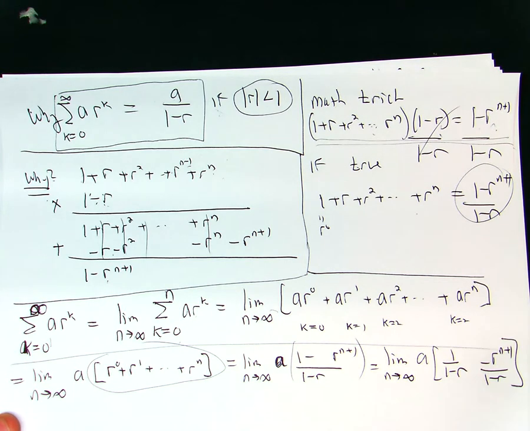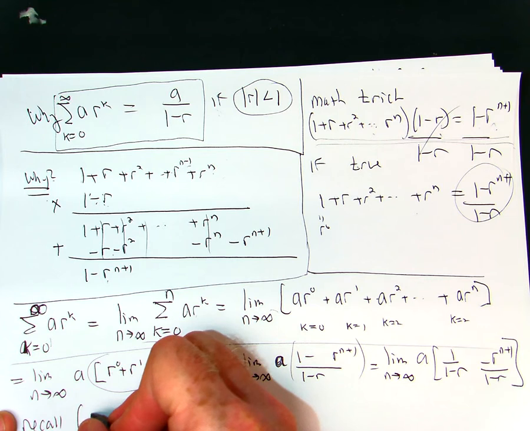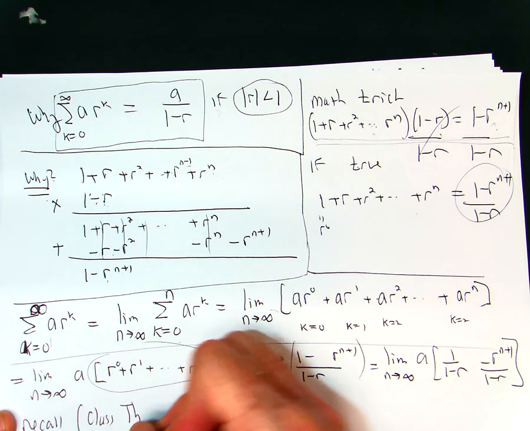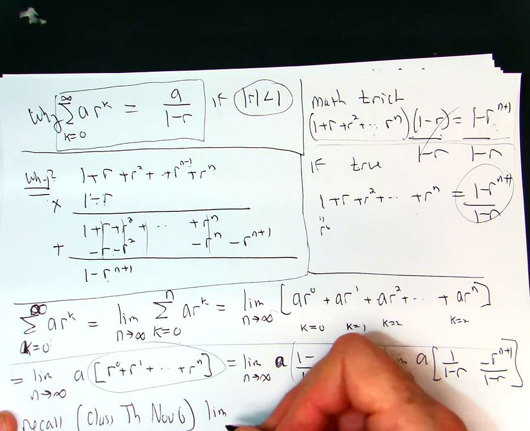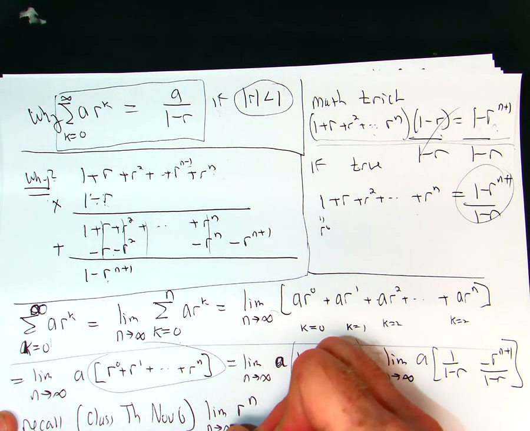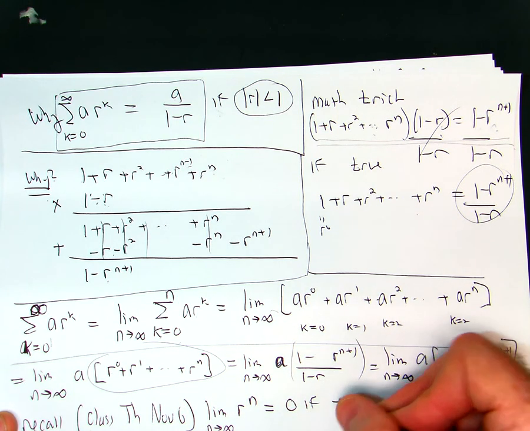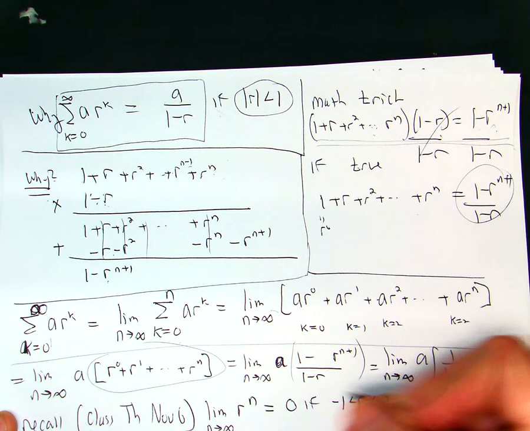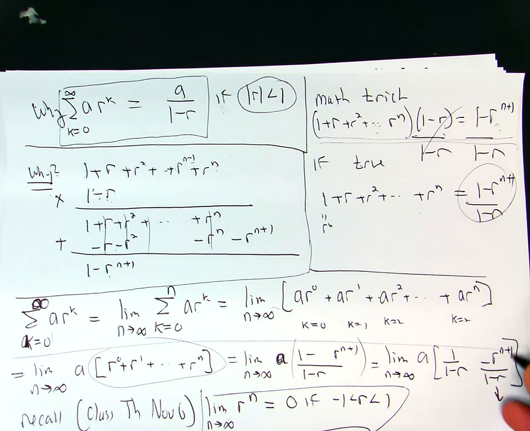Okay, well, this is where this is key. The magnitude of r is less than 1, so recall, this is from class Thursday, November 6th, that the limit of r to the n equals 0 if r is between minus 1 and 1. That's the key. So that means this limit goes to 0. So we're left with equals this limit.